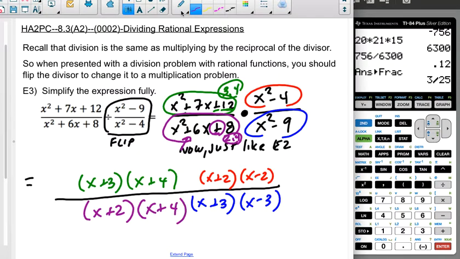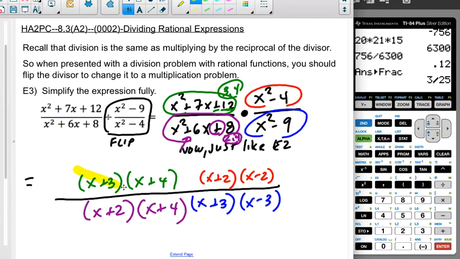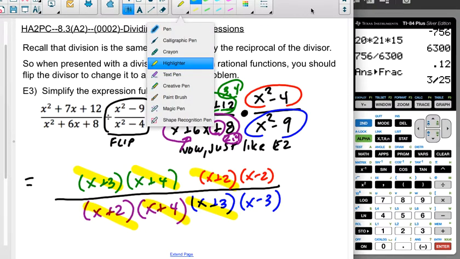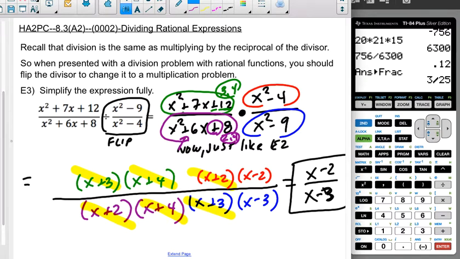So then the game is just cancel what you can. If we go back to the highlighter for a sec, an x plus 3 cancels with an x plus 3, an x plus 4 cancels with an x plus 4, an x plus 2 cancels with an x plus 2, and my final answer is just those two factors that didn't cancel. So my final answer is x minus 2 over x minus 3. And that's it. So again, the trick with division is to flip the divisor and make it multiplication first.